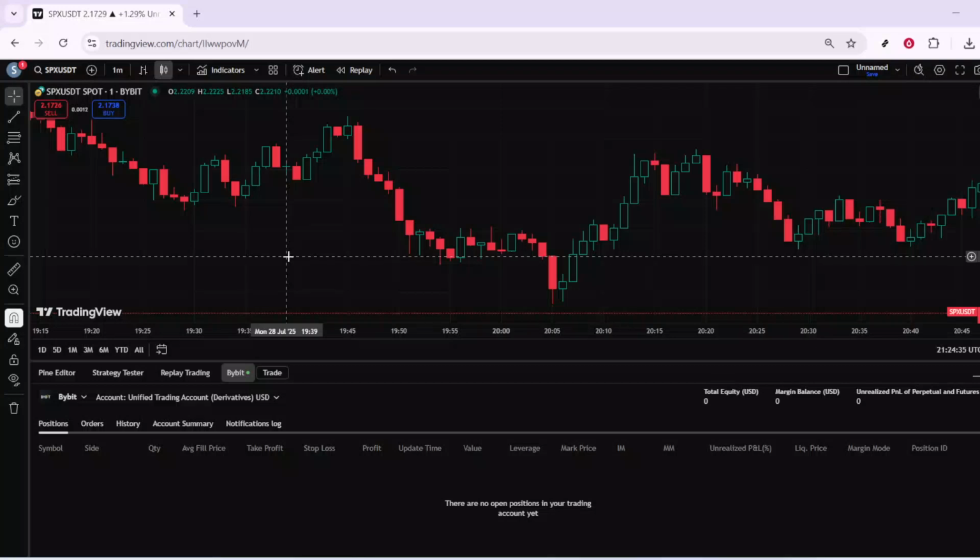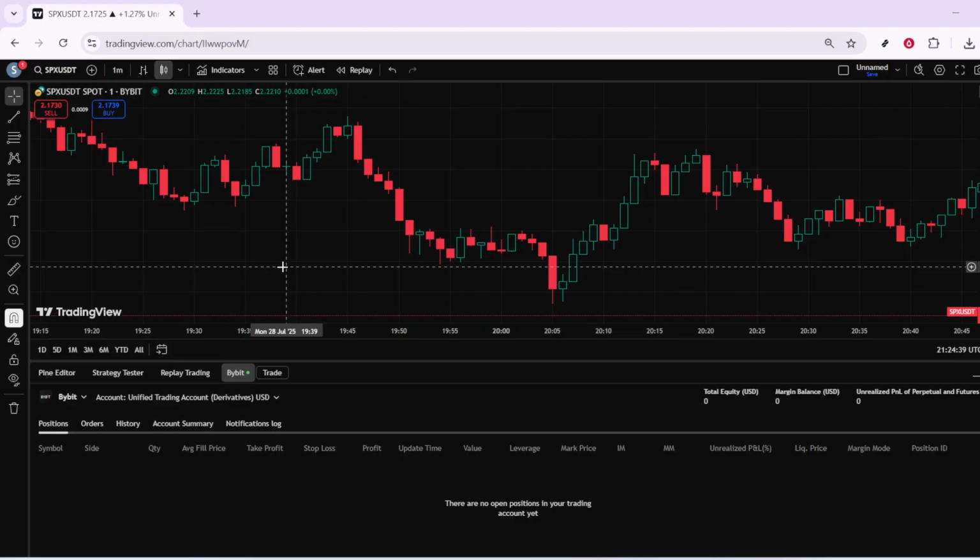In today's video, I'm going to teach you how to add trend lines in TradingView. Whether you're a seasoned trader or just stepping into the world of financial markets, understanding how to draw trend lines can be immensely useful for analyzing price movements and predicting market trends. So, let's dive straight into the process.